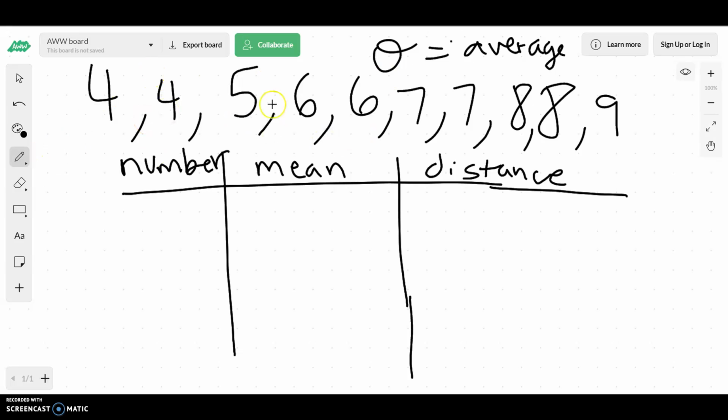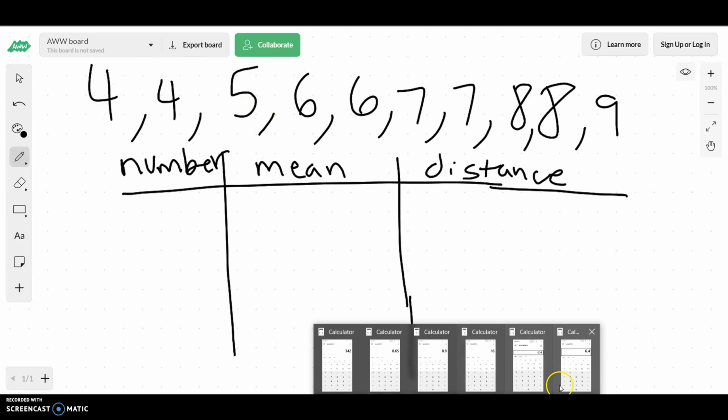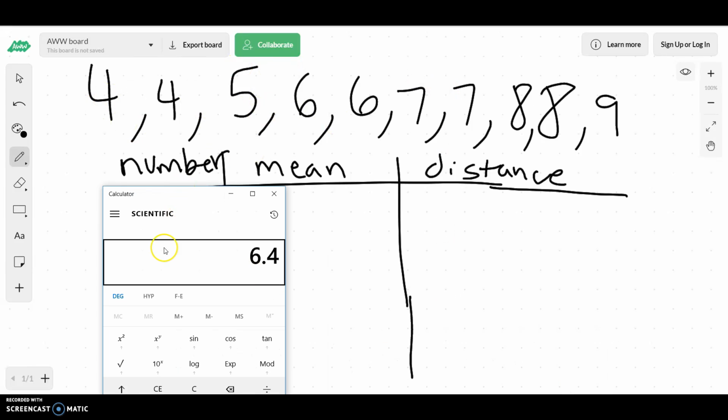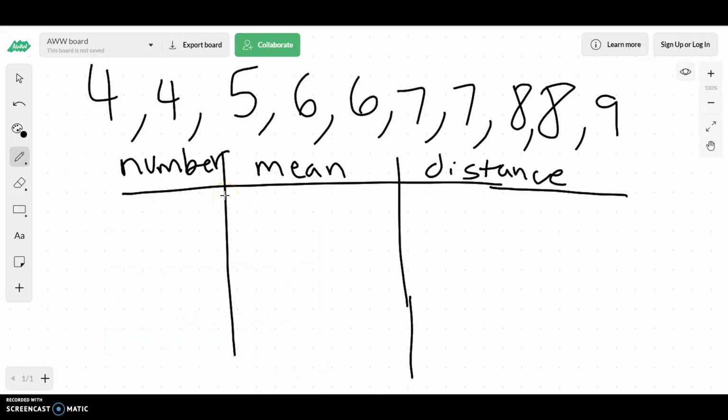So the first thing we want to do with this number set is find what the mean would be. And we do that by adding up all the numbers and dividing by how many numbers there are. And in this one, we get 64, and there's 10 numbers, so we get 6.4 for our mean.